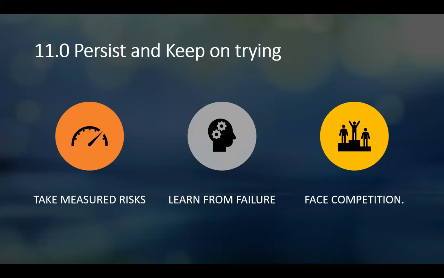Persist and keep on trying. Many people try and some of them give up, but you have to keep on trying and learn from failure to become better.